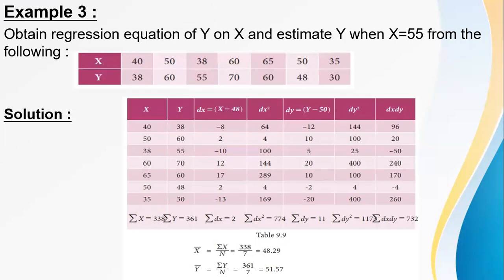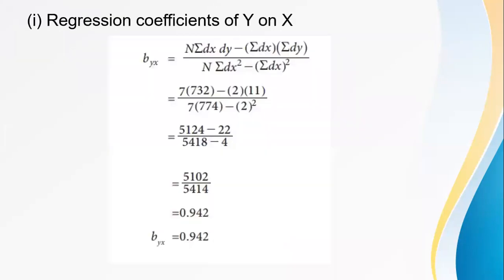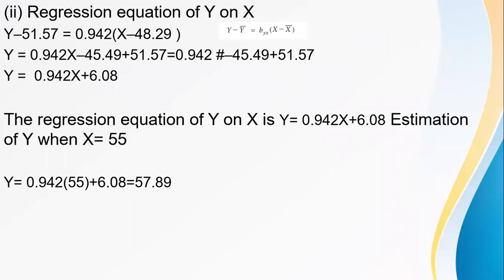First we want to find x bar and y bar. The regression coefficient of y on x, for which we know the formula for byx. Here we get the value of byx as 0.942. And the regression equation of y on x is y is equal to 0.942 x plus 6.08. Estimation of y when x is equal to 55: y is equal to 0.942 into 55 plus 6.08, which is equal to 71.89.